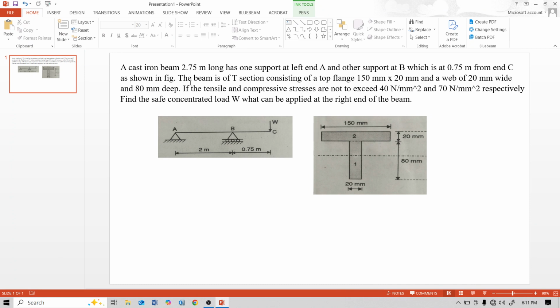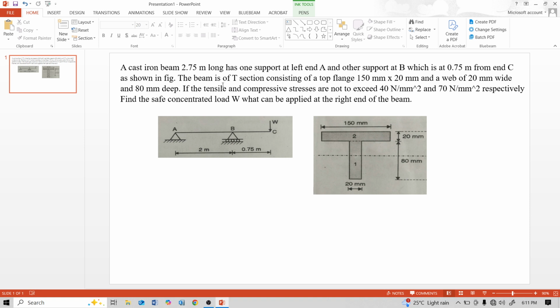Today's numerical is a cast iron beam 2.75 meter long that has one support at left end A and the other support at B. Support A is a hinge support and B is a roller support. B is at 0.75 meter from end C.